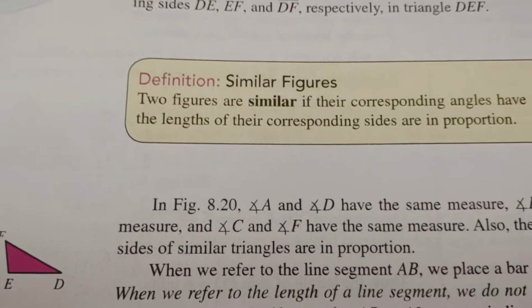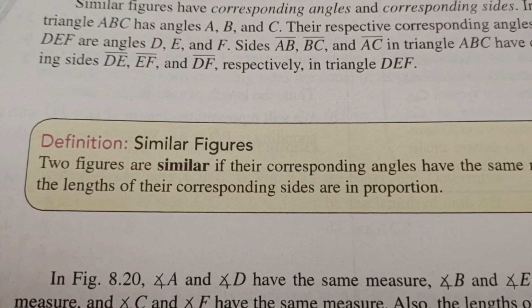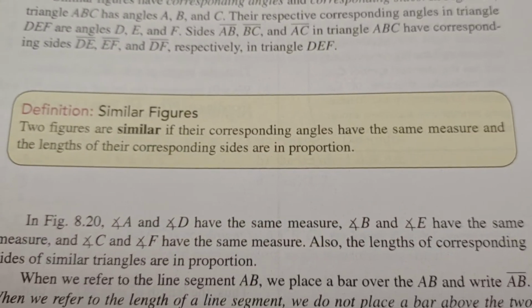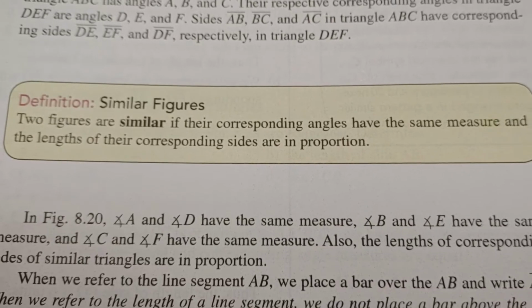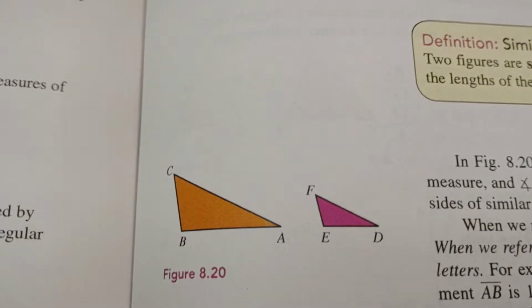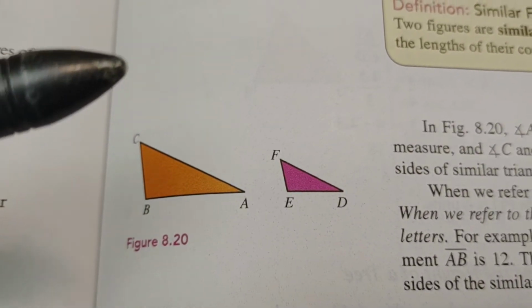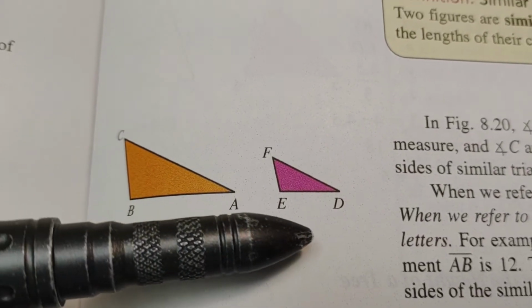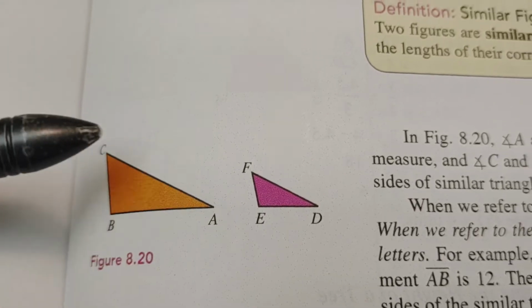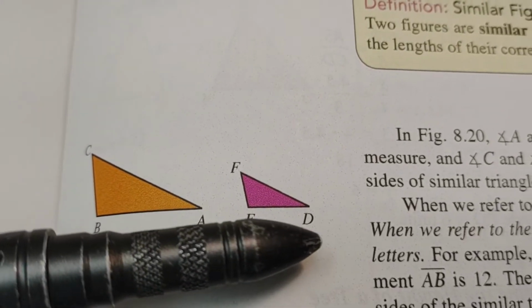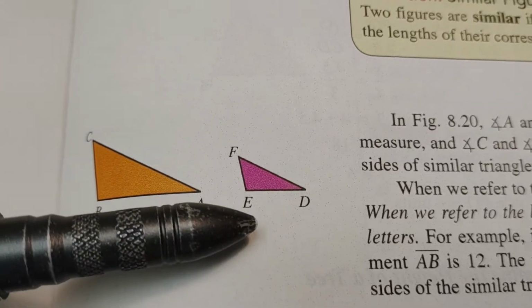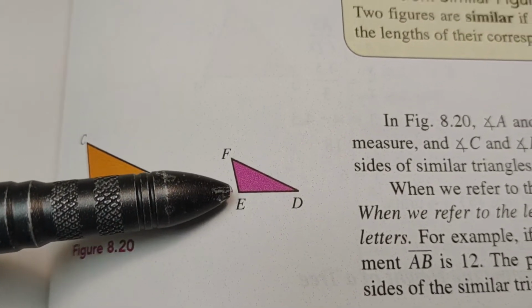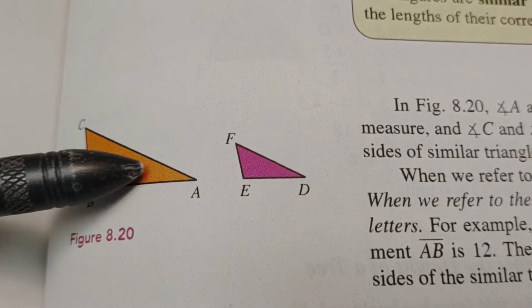All right. We talk about similar. 2 figures are similar if their corresponding angles have the same measure and the lengths of their corresponding sides are in proportion. So in terms of this, we have a big triangle and a little triangle. Here we have triangle ABC, and it's larger. Here we have triangle DEF. In similar triangles, angle A is the same as angle D, angle B is the same as angle E, and angle C is the same as angle F. The angles are the same.